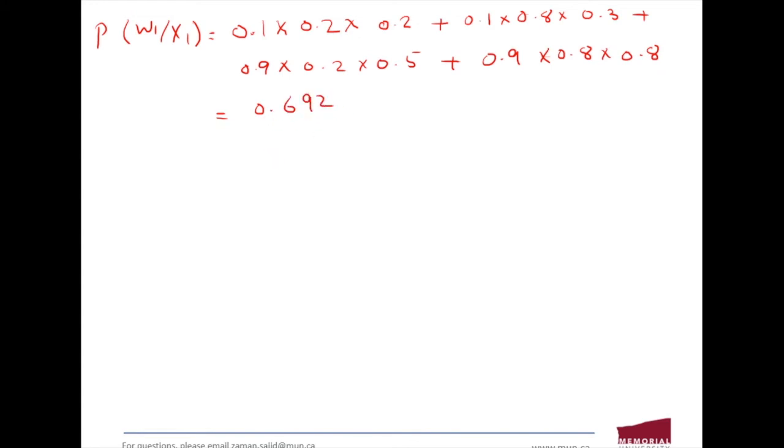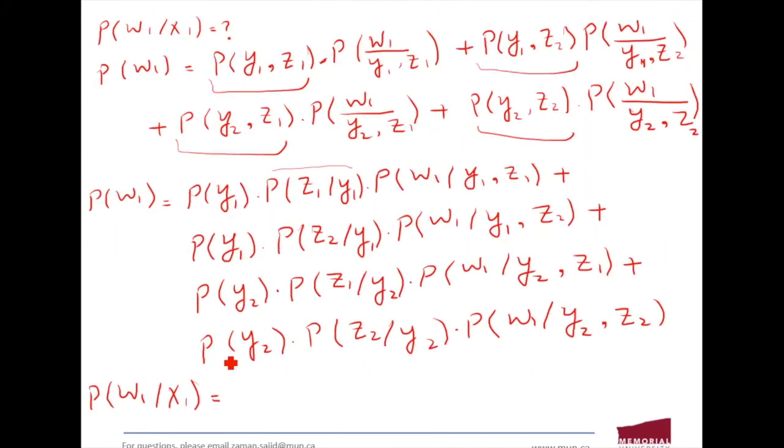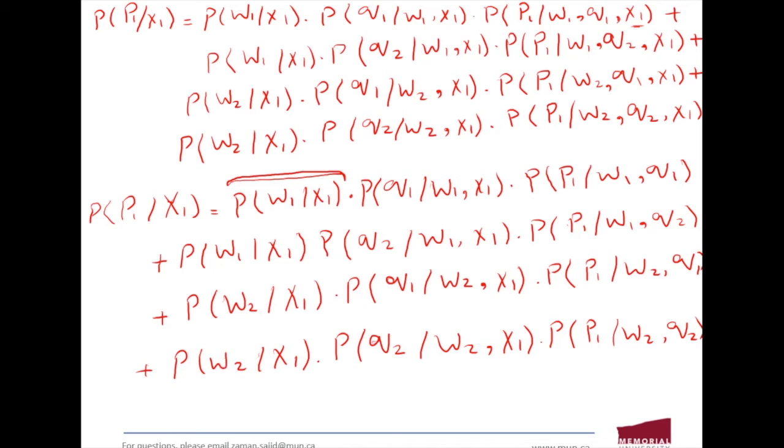0.692. And if I wish to find out my second state, because this is a binary state here, which is W2 given that X1, so that should be equals to 1 minus 0.692, and that turns out to be 0.306. I'm going back to my very original work here for the P1 given that X1. So these things we have found out. These terms are, we have calculated all of them. Now we need to have this term here.